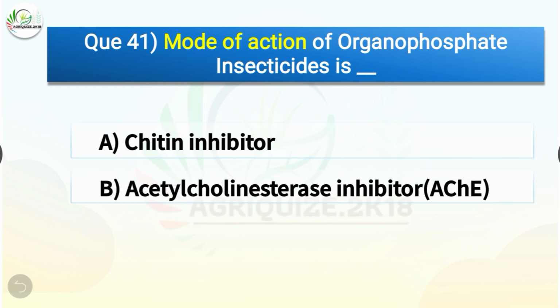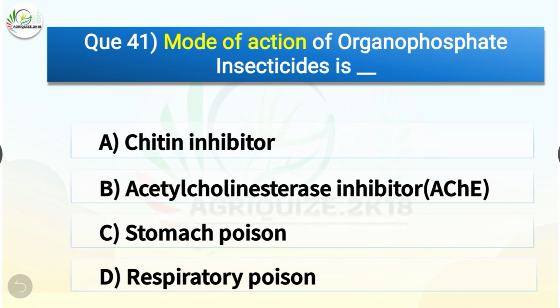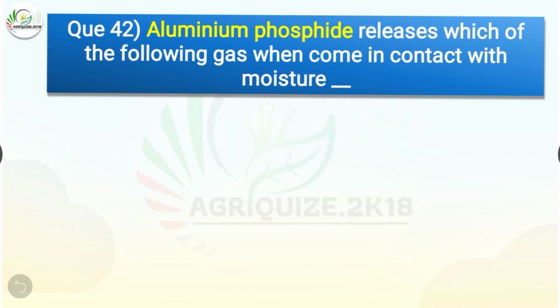Question number 41. The mode of action of organophosphate insecticide is dash. The options are chitin inhibitor, acetylcholine esterase inhibitor, stomach poison, or respiratory poison. The correct answer is option B, acetylcholine esterase inhibitor. So the mode of action of organophosphate insecticide is acetylcholine esterase inhibitor. Once acetylcholine esterase has been inactivated, the ACh accumulates throughout the nervous system, resulting in overstimulation of muscarinic and nicotinic receptors.